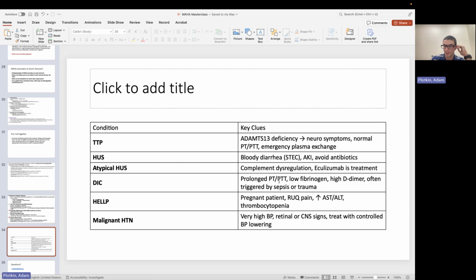DIC, we'll see the prolonged PT, PTT, low fibrinogen, high D-dimer. It's often triggered by sepsis, trauma, pancreatitis, obstructive malignancy. Remember the malignancy I talked about in another case too, APML. APML is the classic malignancy linked. HELLP syndrome, think about a pregnant patient, especially third trimester, right upper quadrant pain, elevated AST, ALT, thrombocytopenia, and malignant hypertension, very high blood pressure, retinal or CNS signs, and we treat it by controlling their blood pressure.